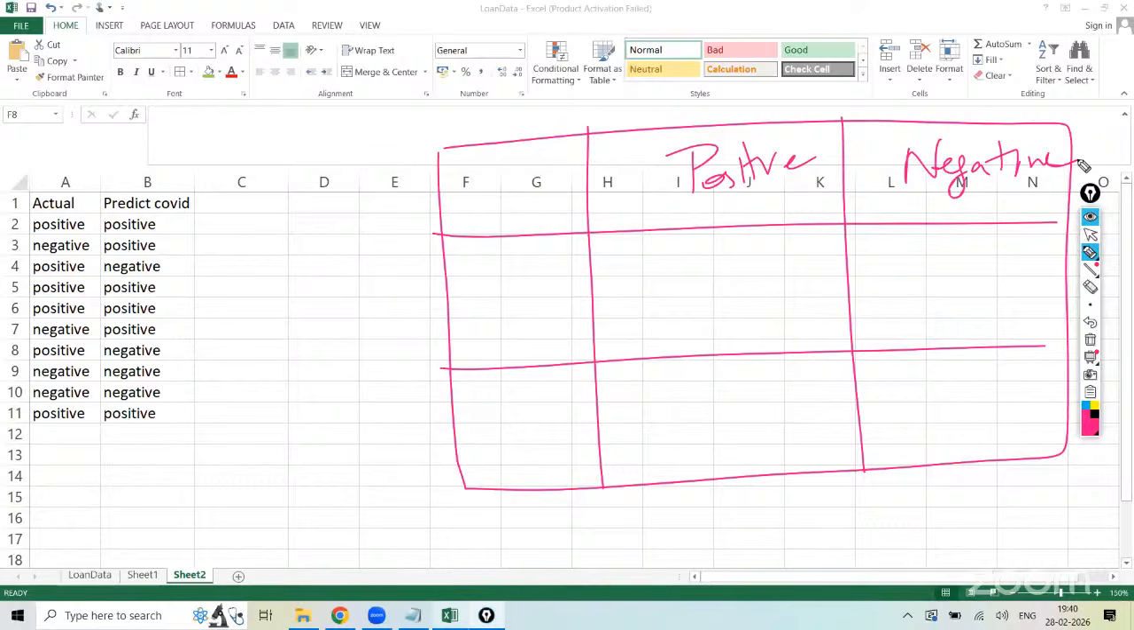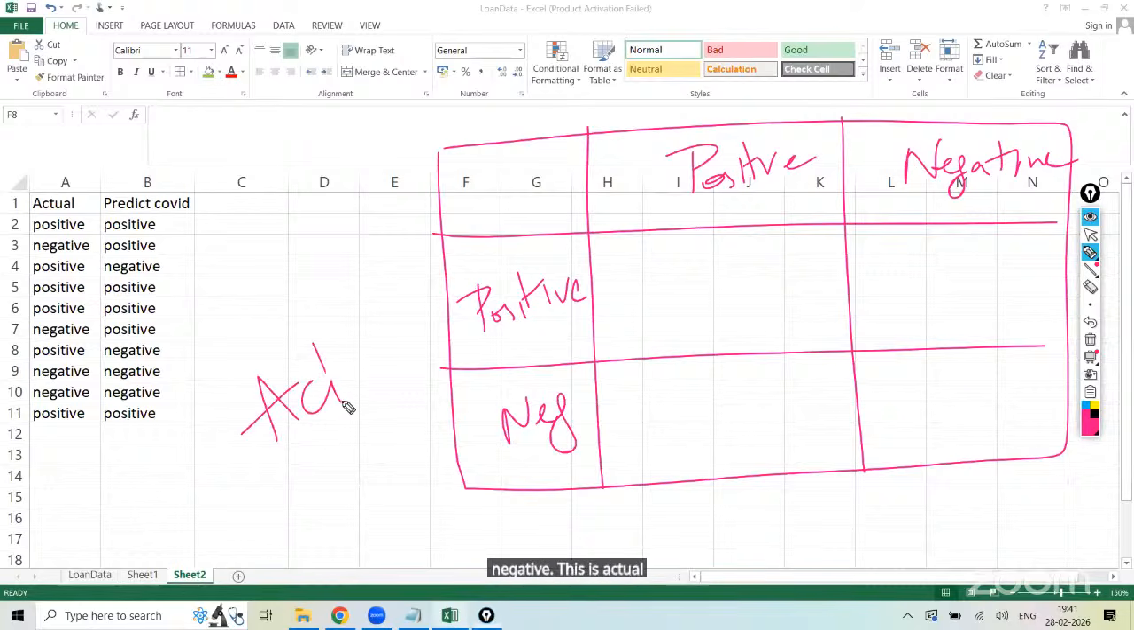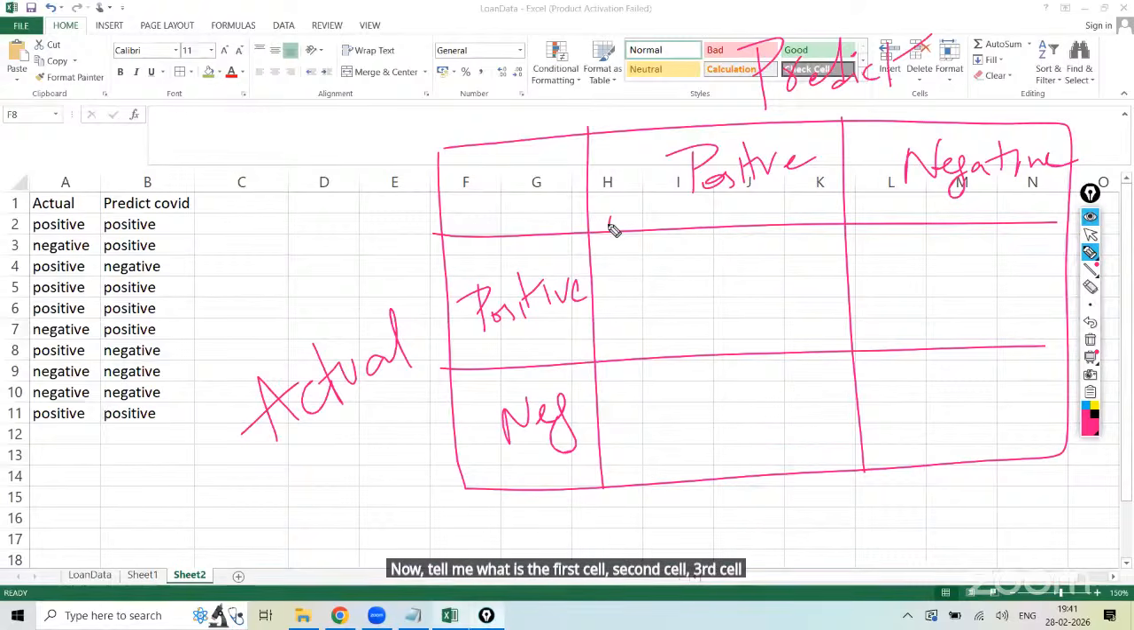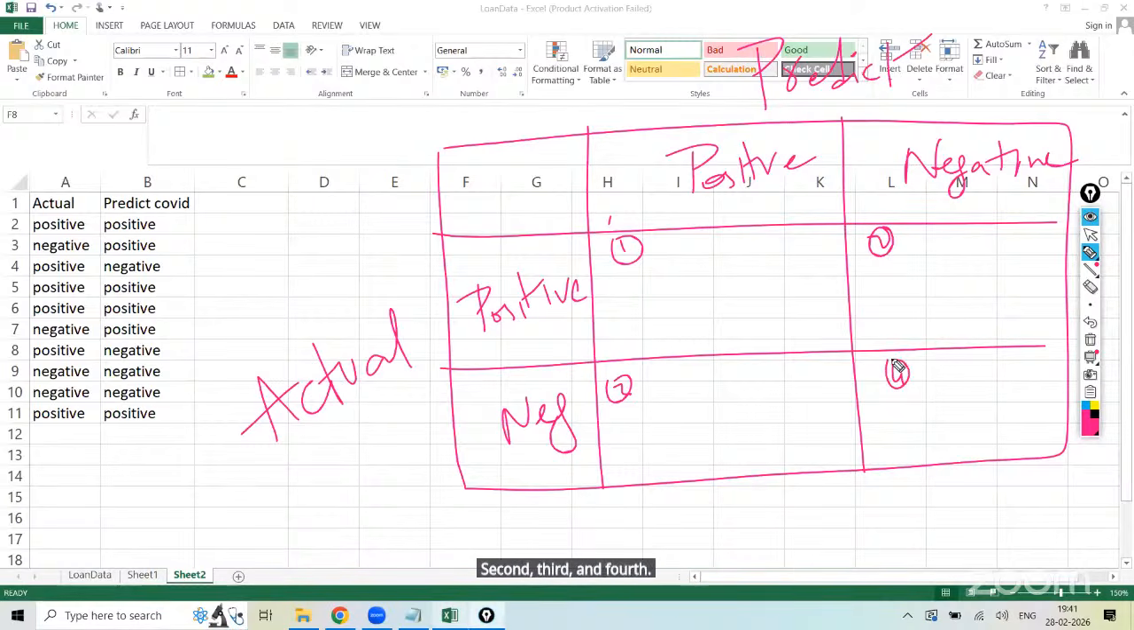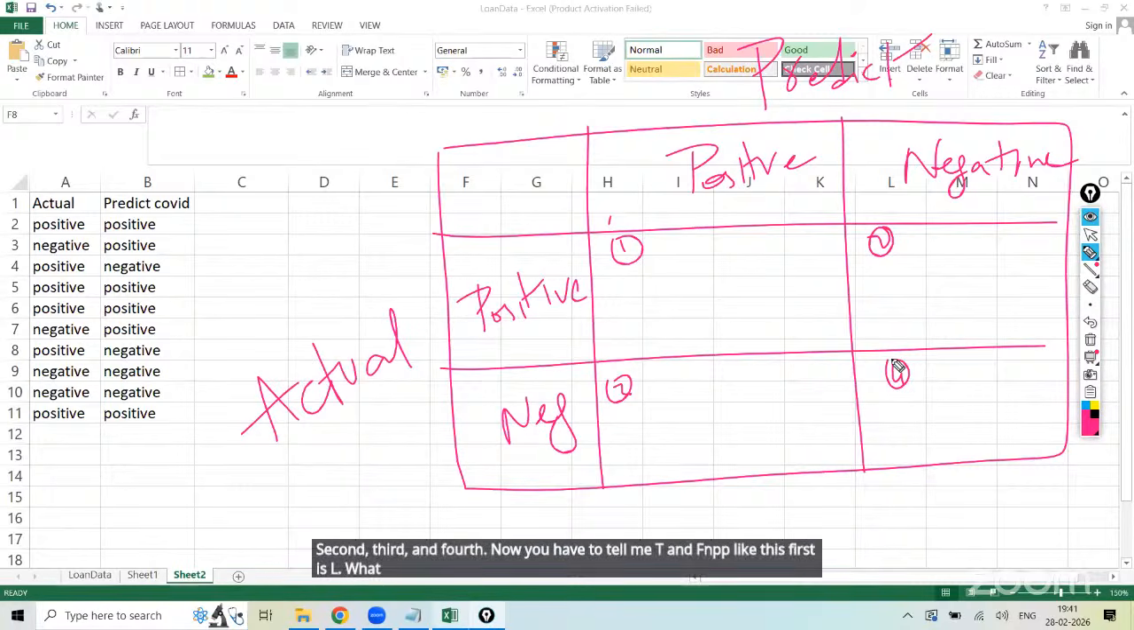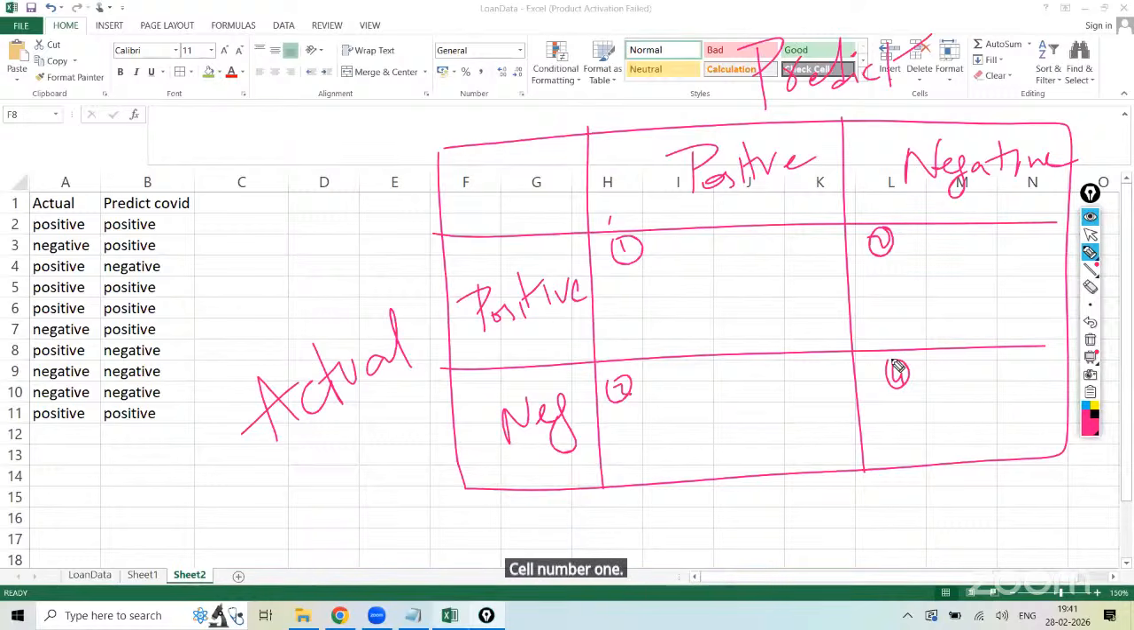Positive, negative. This side I'm also writing positive, negative. This is actual, and this is predicted. Now, tell me what the first cell, second cell, third cell, and fourth cell are. You have to tell me TN, FN, FP like this. What is the first cell? Cell number 1. Actual is positive, predicted also positive. What is it called?